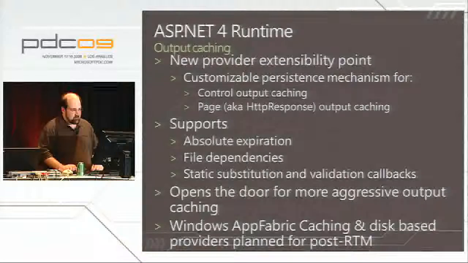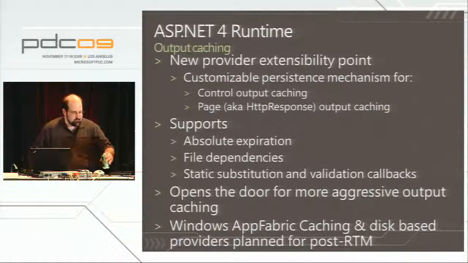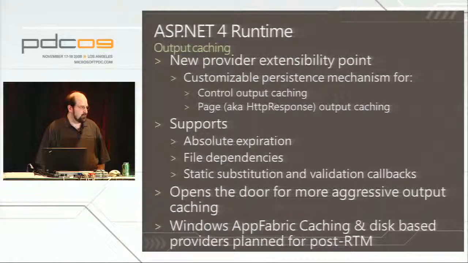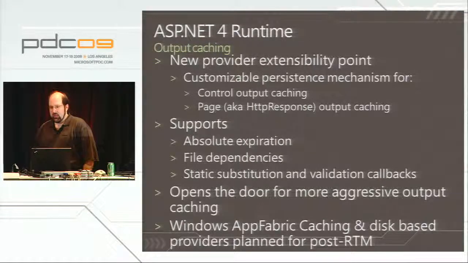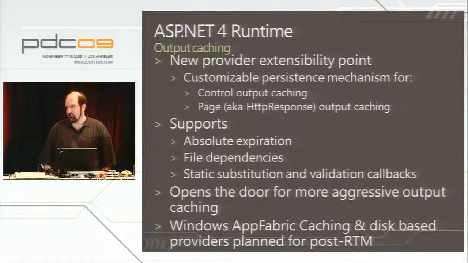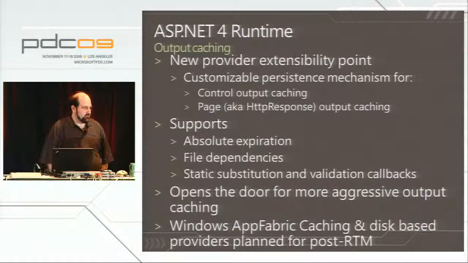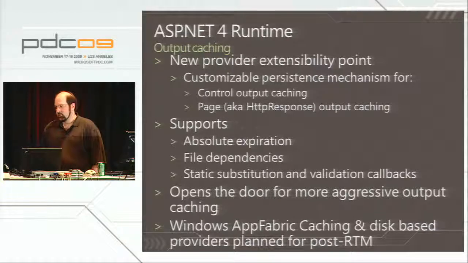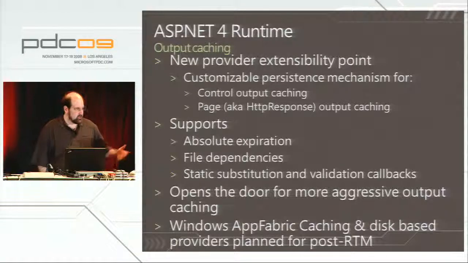Okay, so the third area I wanted to touch on was output caching. Like I mentioned earlier, the specific thing we did here wasn't so much to change the performance characteristics of the feature, but rather to engineer in an extensibility point that introduces the concept of an output cache provider. The idea is to give you as developers the ability to customize the back-end persistence store for both control level output caching and page level output caching. And I have a quick note there on the slide.